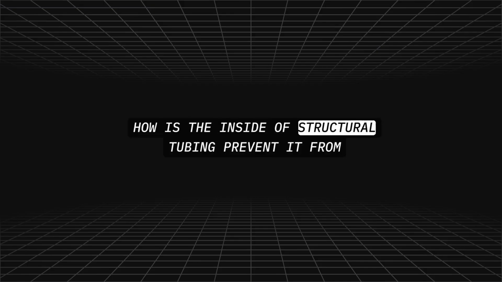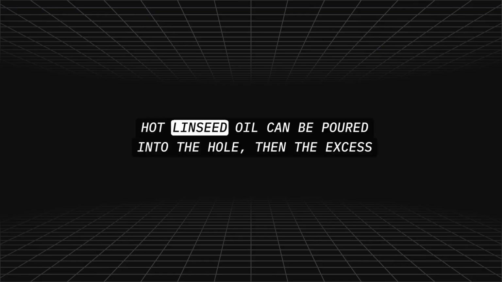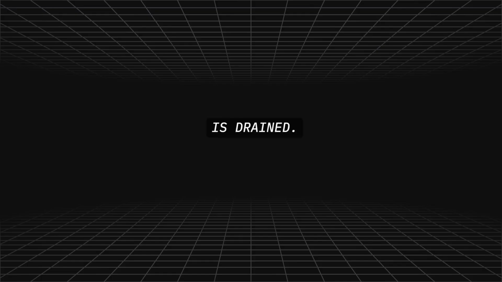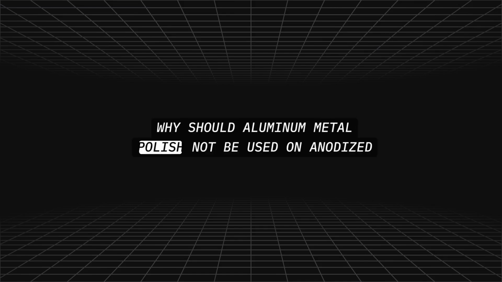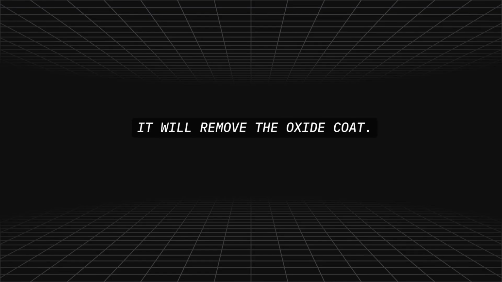How is the inside of structural tubing prevented from corroding? Hot linseed oil can be poured into the hole, then the excess is drained. Why should aluminum metal polish not be used on anodized aluminum surfaces? It will remove the oxide coat.